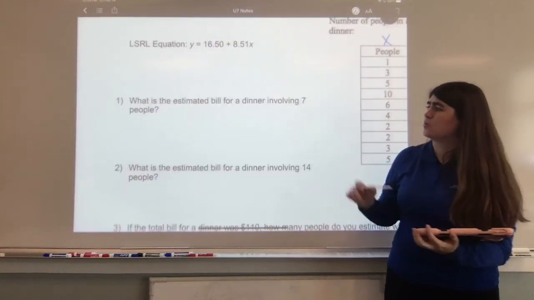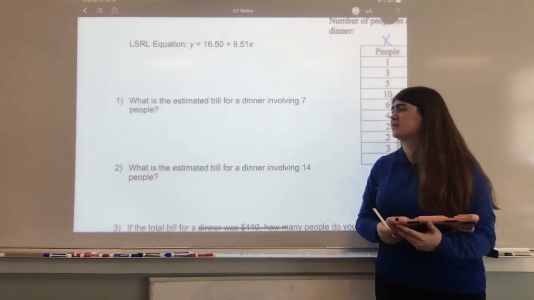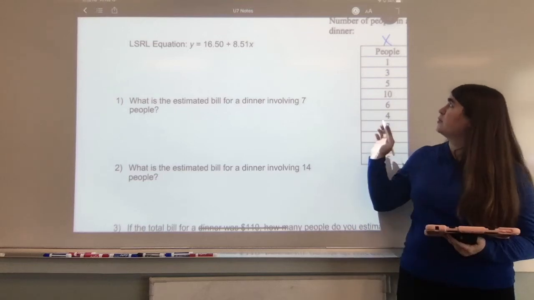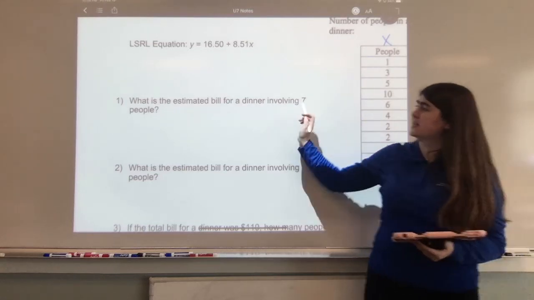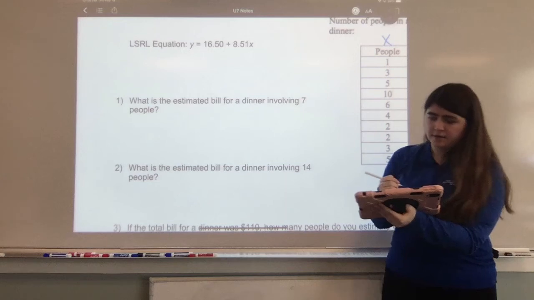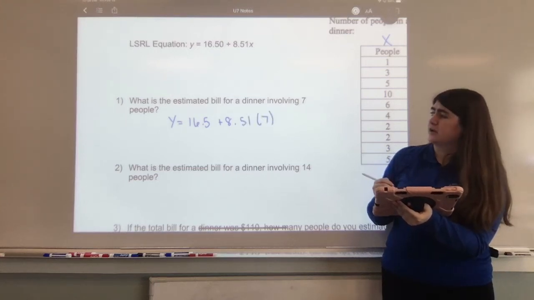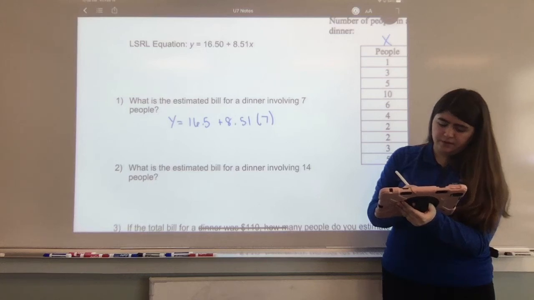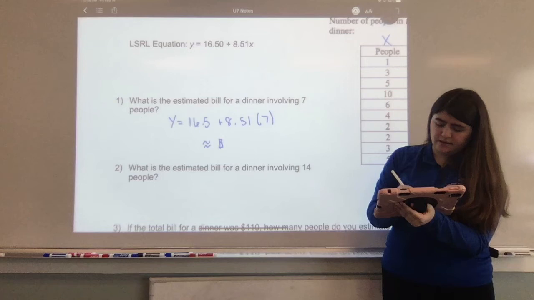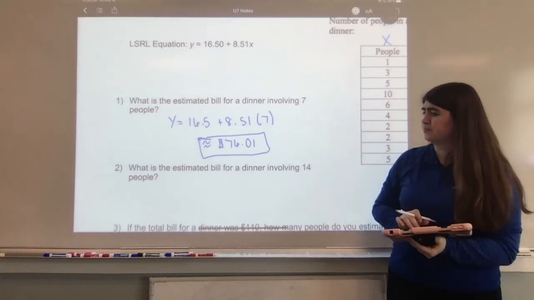So number 1, it says, what is the estimated bill for a dinner involving 7 people? Well, there were 7 people, and that was our x, so we're going to take that and plug it into our equation. So I have y is equal to 16.5 plus 8.51 times 7. When we type that in our calculator, that means that our bill is going to be approximately $76.01. And I already typed that in to get that answer.